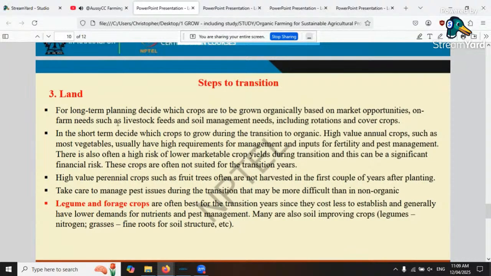Steps to transition. For long-term planning, decide which crops will be grown organically based on market opportunities, on-farm needs, livestock. Crops: short-term legumes and forage crops are often the best for transitioning years, since they cost less and establish and generally have lower demands for nutrients and pest management. They also improve your soil, because legumes, if they've got rhizobium with them, nitrogen fixing bacteria, that's what they'll do.